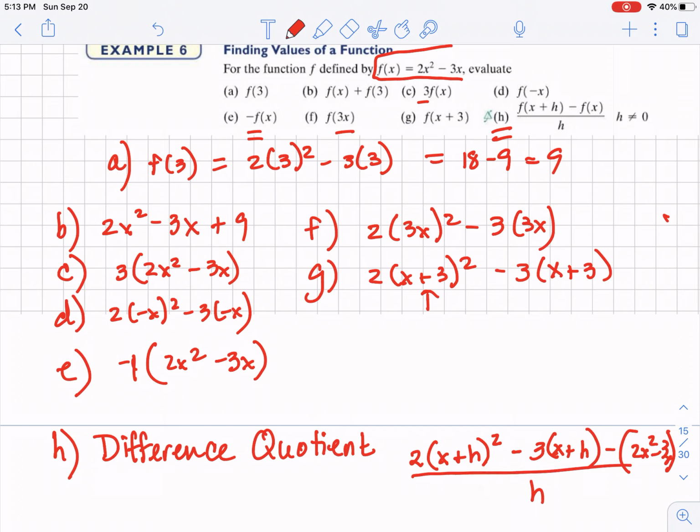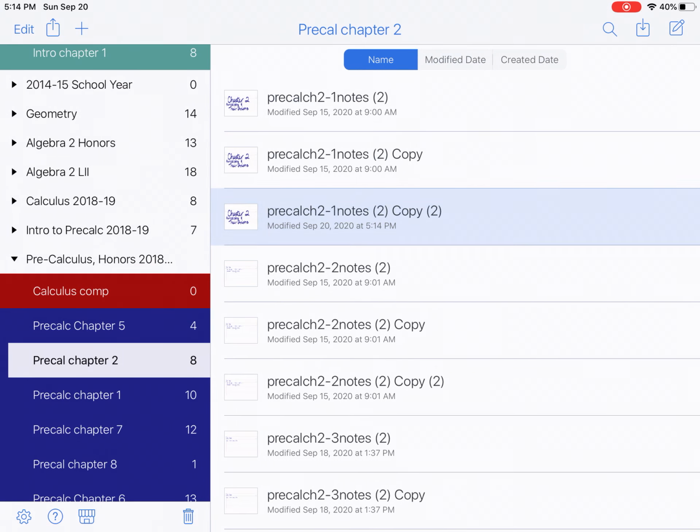From there, you're going to simplify it by foiling this, distributing the 2, distribute this 3, distribute this minus sign, and let's see what you end up getting, okay? I want you to try these problems in the homework that I assigned over the weekend. And I want to move on quickly to 2-2 notes.